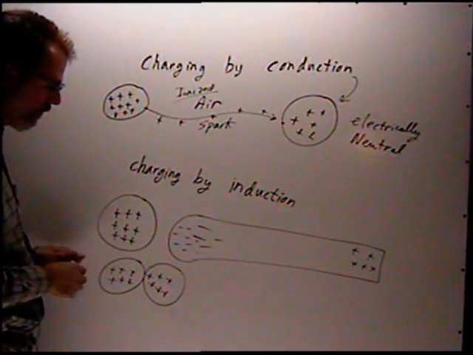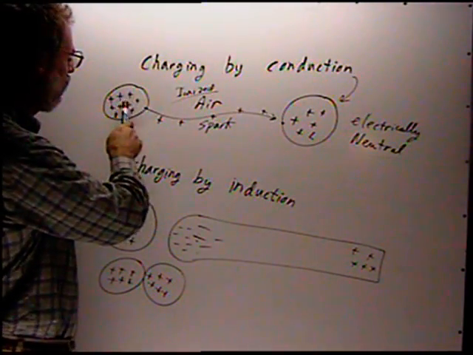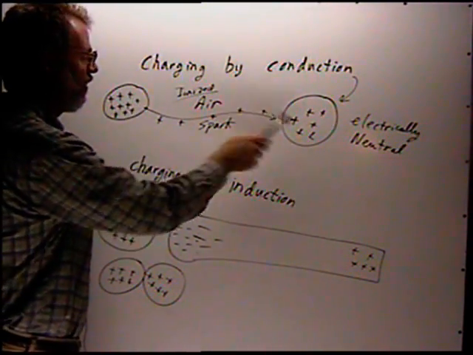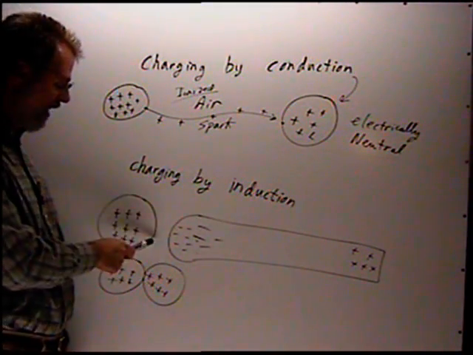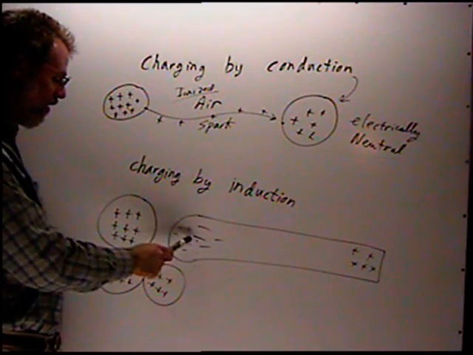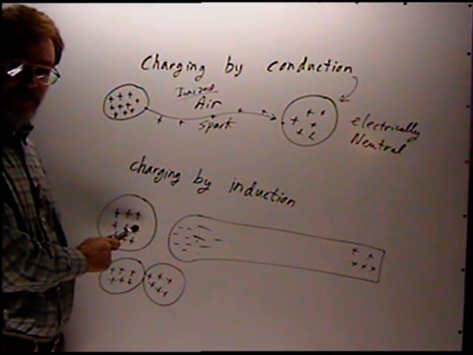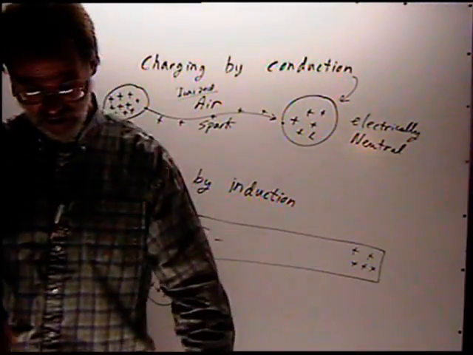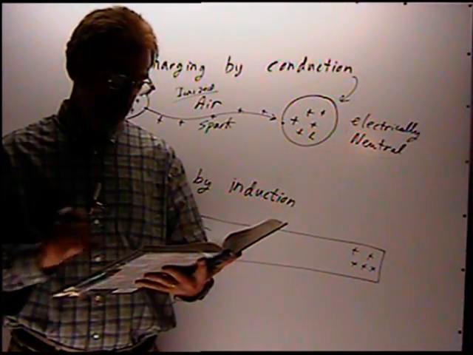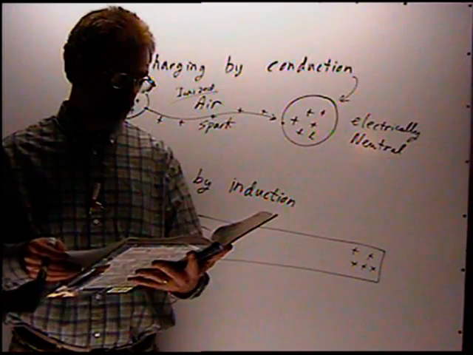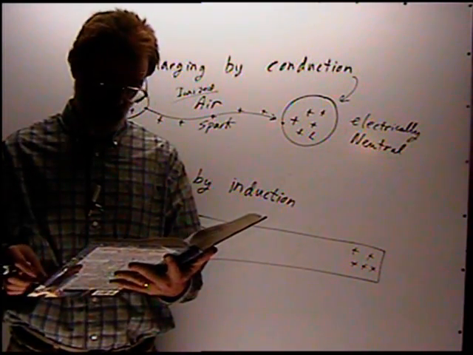So basically, when you charge by conduction, you have a transfer of the same charge from one body to the other. When you charge by induction, there's no physical contact, and the charge that gets built up on the other body is the opposite charge of what you started with. Okay, so I hope that's clear. If you read more, you can read more in pages 426, 427, 428, and you really do need to read this.